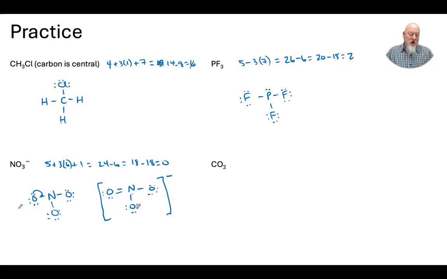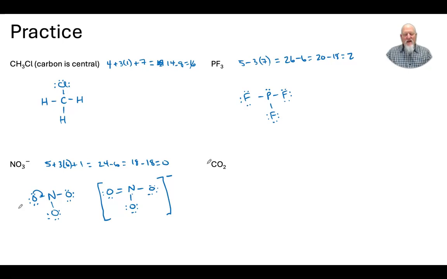Now, I could have moved a lone pair from any of the oxygens and made a double bond with any of the oxygens. It would have been fine. But we just need to have a double bond with one of them. I chose the left one. You could choose the bottom one or the right one, whatever. One of them has a double bond and the others have single bonds.